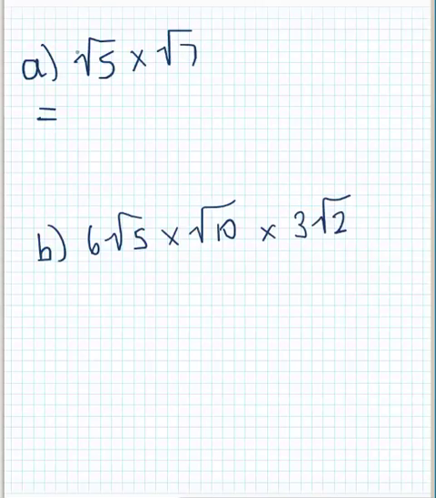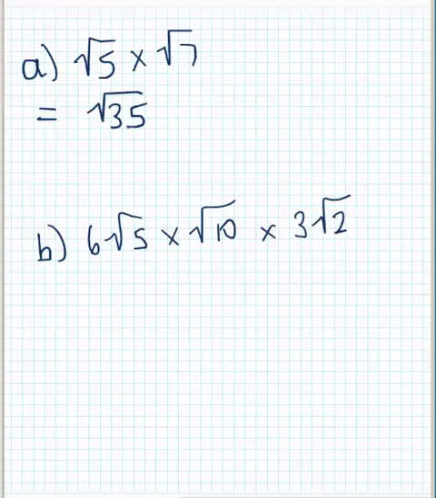So I have no numbers out here, so 1 times 1 is just 1, and then 5 times 7 is simply 35. And just check, can we simplify 35? Is there a perfect square that's a factor of 35? Let's just check. So 4 can't go into 35. 9, no, 9 can't go into 35. 16, no.